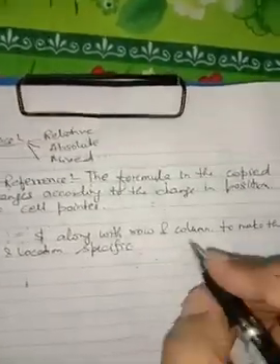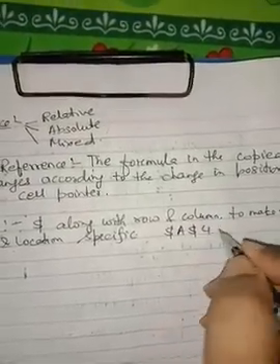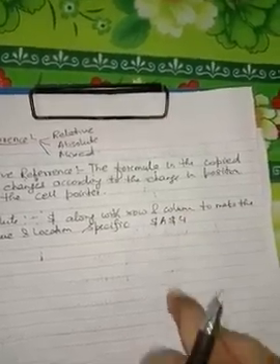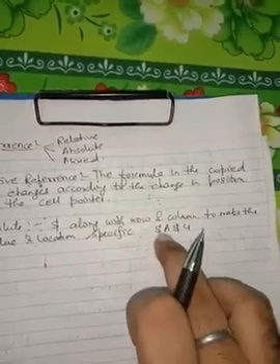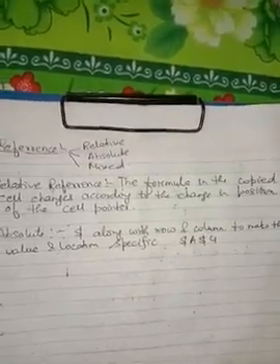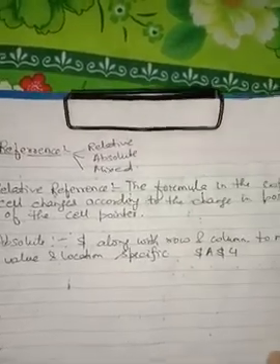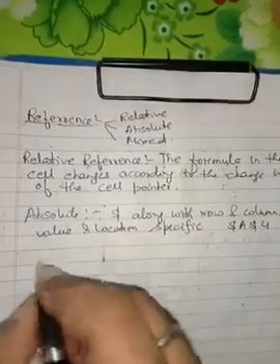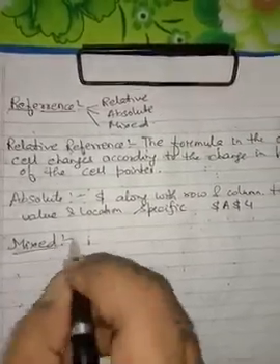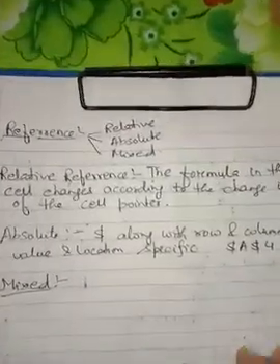For example, $A$4. Whenever we copy this to another cell, this address will remain fixed, as the column and the row both are fixed here. Whenever both the row and column references are fixed, we have the absolute reference. And the third type of reference that we have is mixed reference. Mixed reference is a combination of relative and absolute reference.